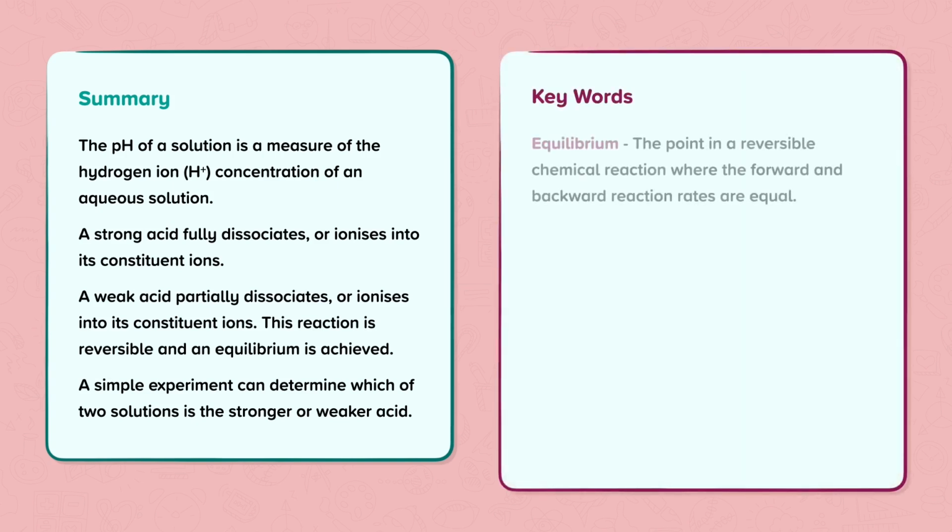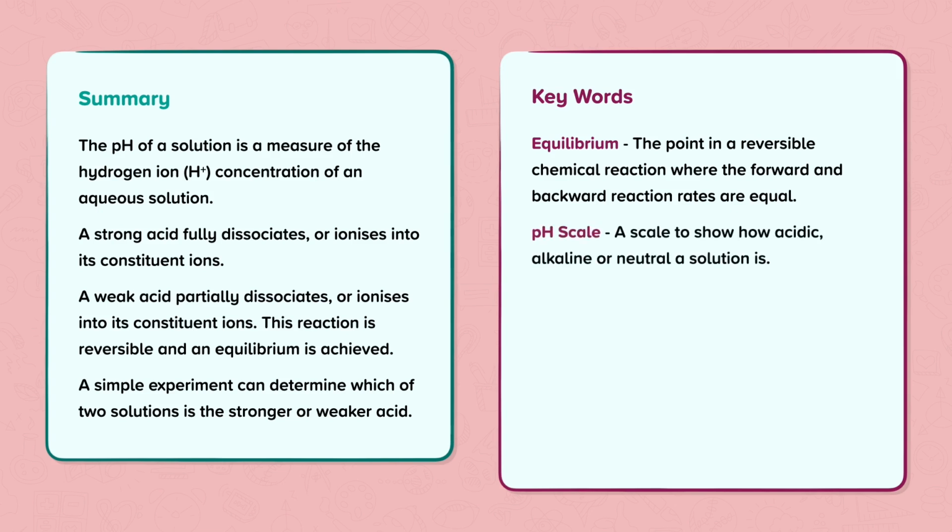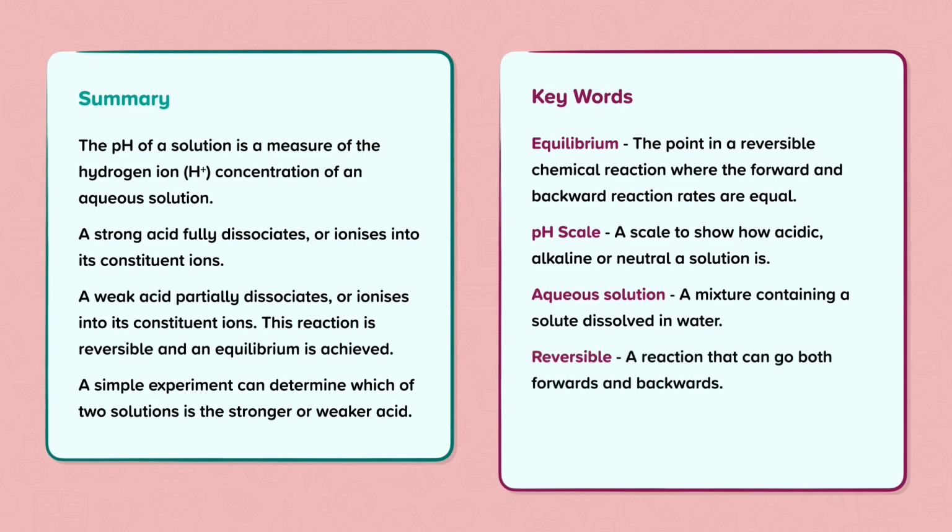Keywords: equilibrium, the point in a reversible chemical reaction where the forward and backward reaction rates are equal. pH scale, a scale to show how acidic, alkaline, or neutral a solution is. Aqueous solution, a mixture containing a solute dissolved in water. Reversible, a reaction that can go both forwards and backwards. Dissociate or ionize, the breaking apart of a molecule into its constituent ions.